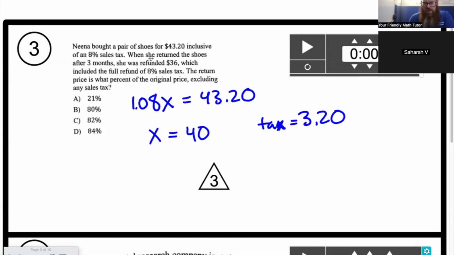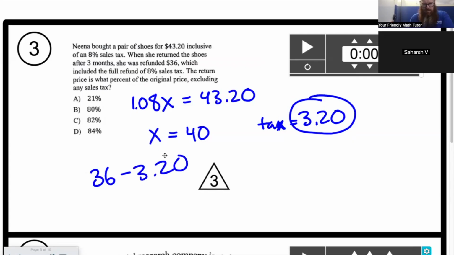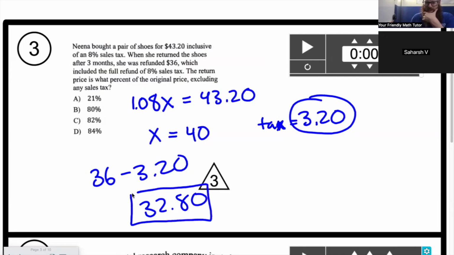So then when she returned the shoes, she was refunded $36, which included the full refund of this tax. So the important thing is we can't do 8% of that because it's 8% of a different number. So now 36 minus 3.20 is 32.80. All right. So the actual price that she was refunded was 32.80 and the original price was 40.